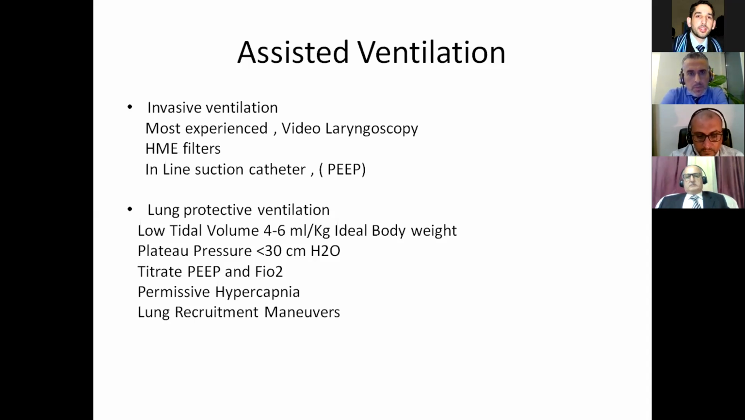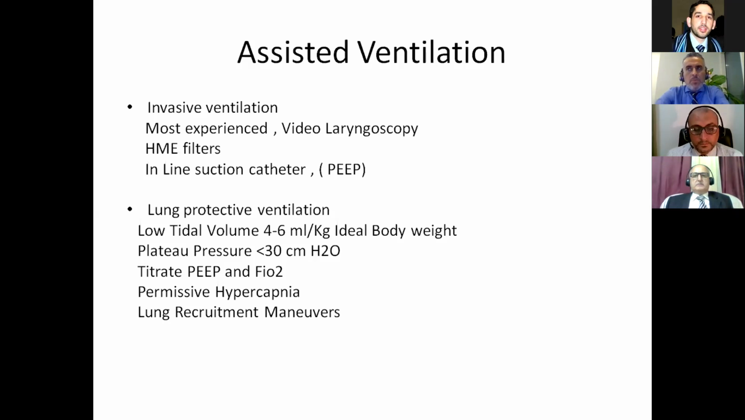So you must have read about the ARDSnet protocol, how to ventilate a patient who is having ARDS. So it is low tidal volume ventilation. You have to take the ideal body weight, there is a formula, measure the height of the patient, and for the ideal body weight, you have to give 4 to 6 ml per kg tidal volume. You can use either pressure control ventilation or volume control ventilation, doesn't matter. We usually prefer pressure control ventilation, and we increase or decrease the pressure to achieve the target volume.